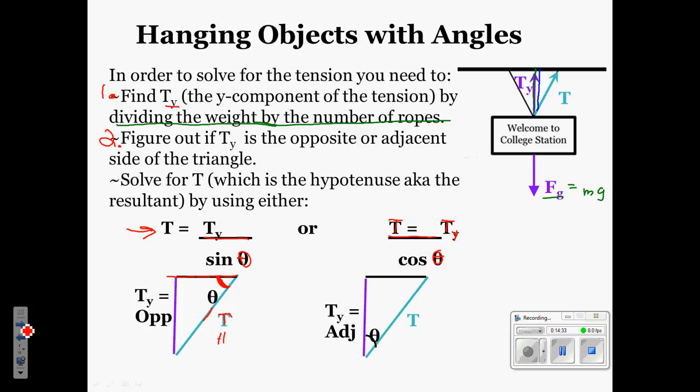Step 3 tells us that we're going to solve for big T by using one of these two formulas. What is big T? It is the hypotenuse, also known as the resultant. And we've been doing resultants since unit 1, so you know these terms. Big T is the same thing as the hypotenuse.